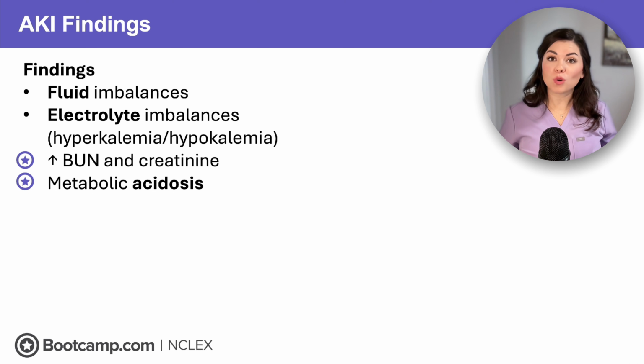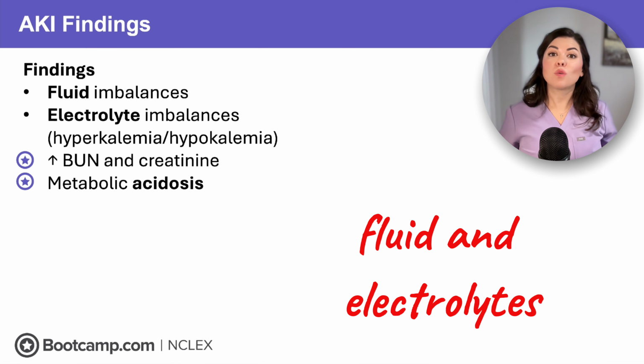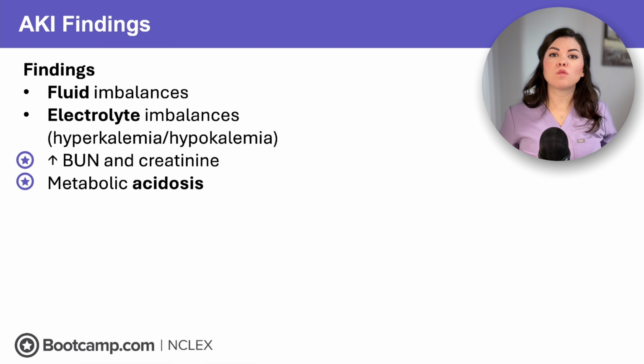So what findings will we see with AKI? Well, the kidneys aren't working, so they cannot regulate fluid and electrolytes. So we're going to see a lot of imbalances. In the earlier phases, the client will stop clearing any urine at all. We will see a rising BUN and creatinine, fluid retention and overload, and lots of potassium and hydrogen ions building up. This causes hyperkalemia and metabolic acidosis. Later, clients will typically urinate large amounts, and we will see dehydration and hypocalcemia.